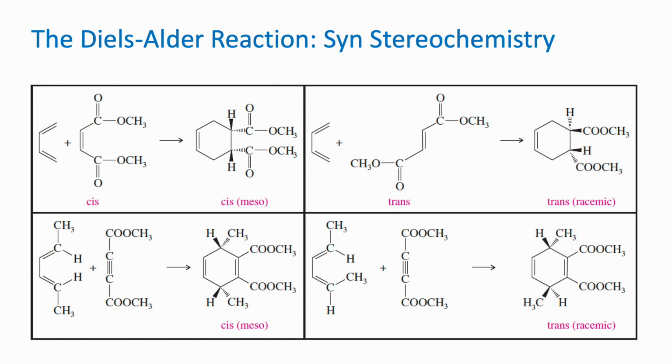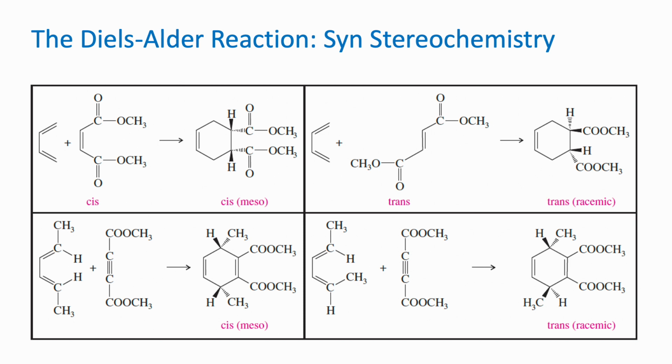If we look at the next box on the right, we still have the same diene, but now we have a trans dienophile. And that trans dienophile has those ester groups on different sides of the double bond. And so one of them is going to end up in the endo position, but the other one can't be in that same position because they're on opposite sides of the molecule.